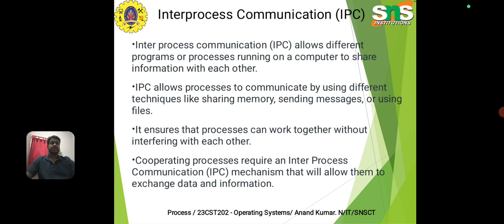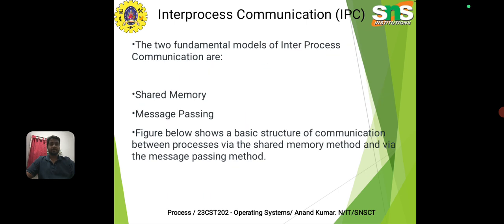Interprocess communication, that is what we call IPC, allows different programs or processes running on a computer to share information with each other. IPC allows processes to communicate by using different techniques, like sharing memory, sending messages, or using files. It ensures that processes can work together without interfering with each other. And cooperating processes require an interprocess communication mechanism that will allow them to exchange data and, of course, information.